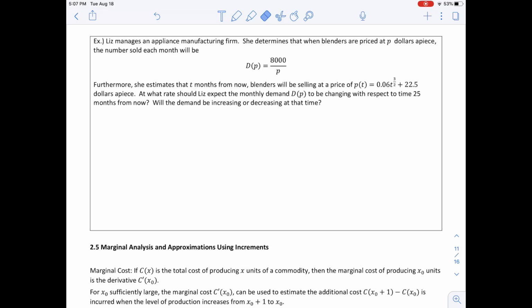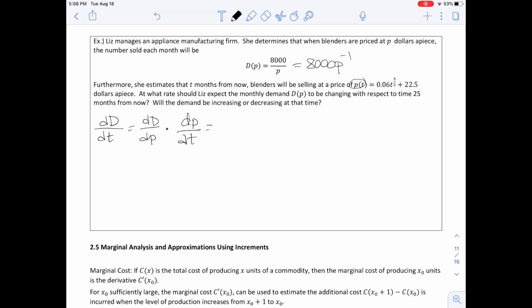So the first one is finding the monthly demand to be changing with respect to time. So we're asking to find d of our demand with respect to time. And again, looking at our functions, we have D of P, so I'm going to rewrite as 8,000 P to the negative 1. And then we have our P of t function with our price. And so we can think of this as dD, our demand with respect to price, dP, times dP, dt, the price with respect to time.